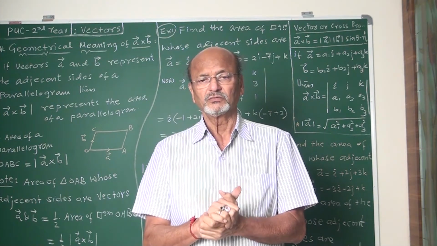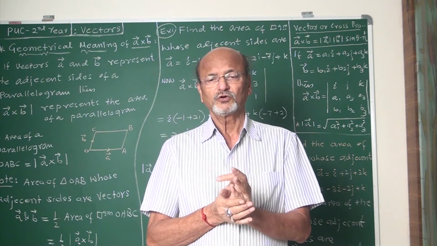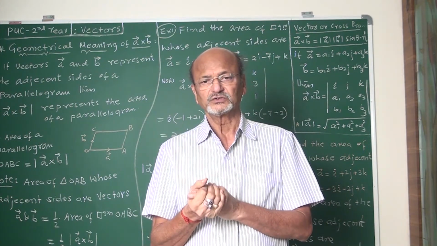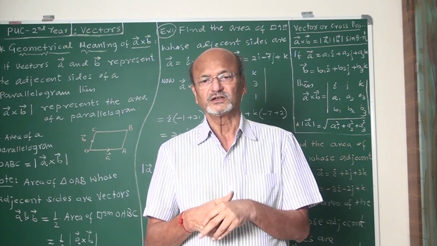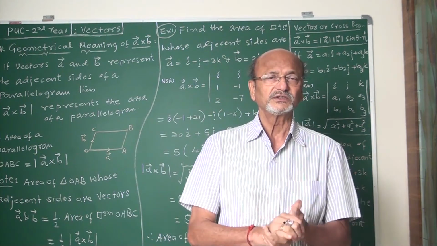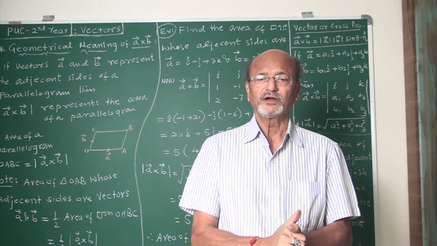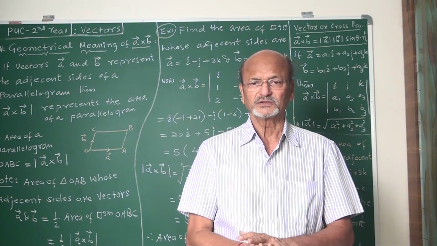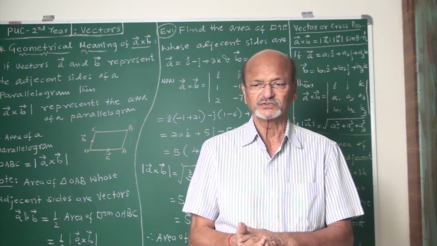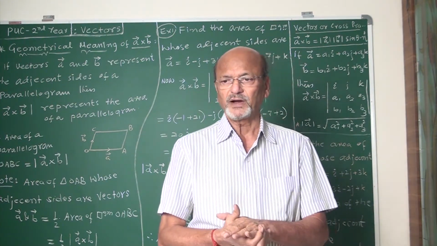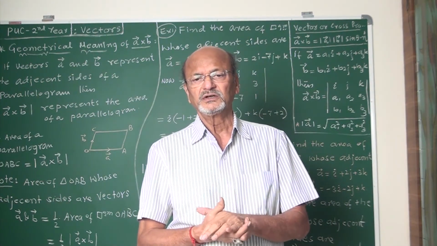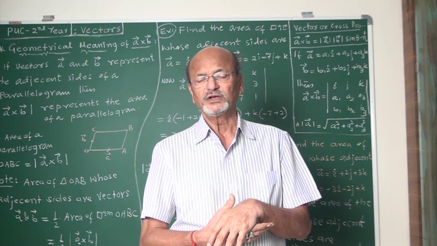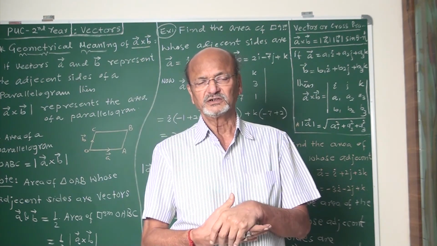Friends, we are doing vectors, that too the cross product of two vectors. The definition is given, the formula to find A cross B is done, and so many examples and properties examples we have done. The next part is the geometrical meaning of the cross product A cross B.